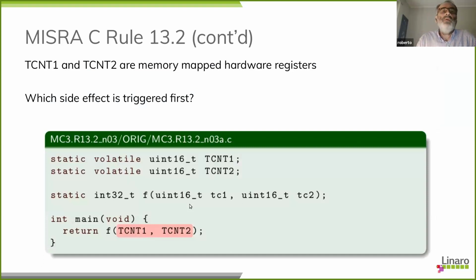So here we see an example. It's very simple. We have two volatile variables, and reading from a volatile is a side effect. And given that in function calls the order of evaluation of actual parameters is unspecified, in this code we don't know whether the side effect connected to reading TCNT1 will happen before or after the side effect caused by reading TCNT2.